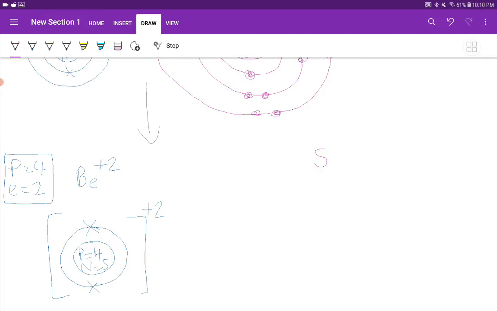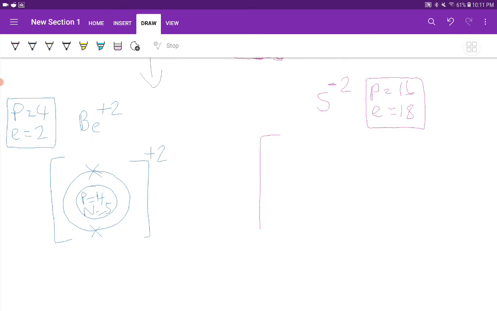Now we come to our sulfur. For sulfur, we had 16 protons. Initially, we also had 16 electrons, but then we gained 2 more. So 2 plus 16 is 18. So now we have 18 electrons. We have 2 more electrons than protons. So since we have 2 more electrons than protons, it means we have 2 more negative things than positive things. So our charge is going to be -2. So let's draw our sulfur ion now.